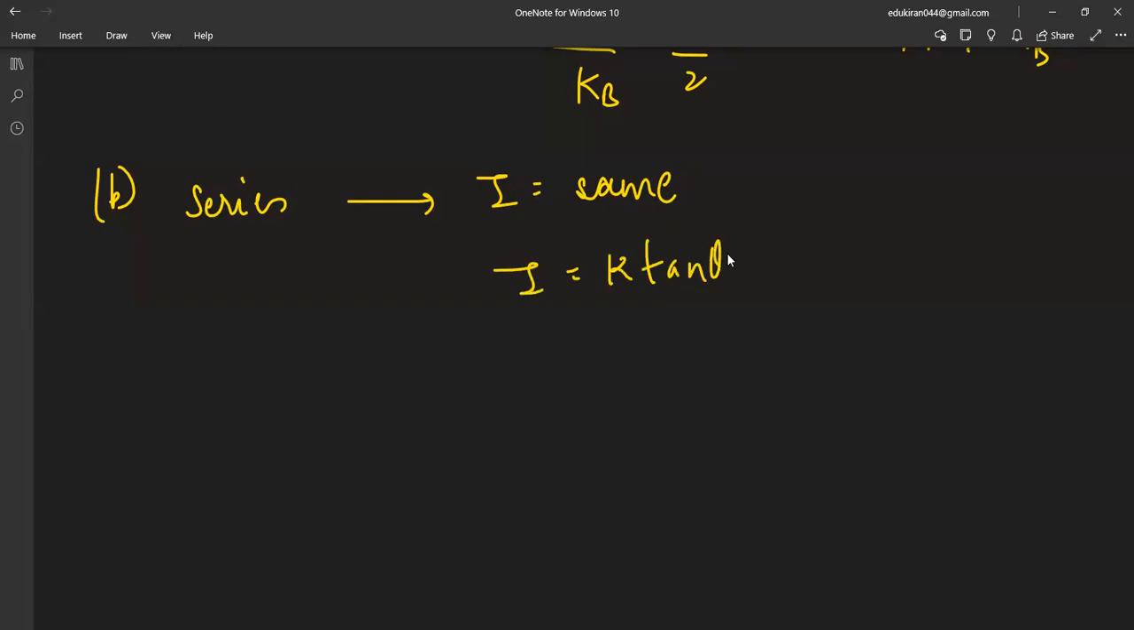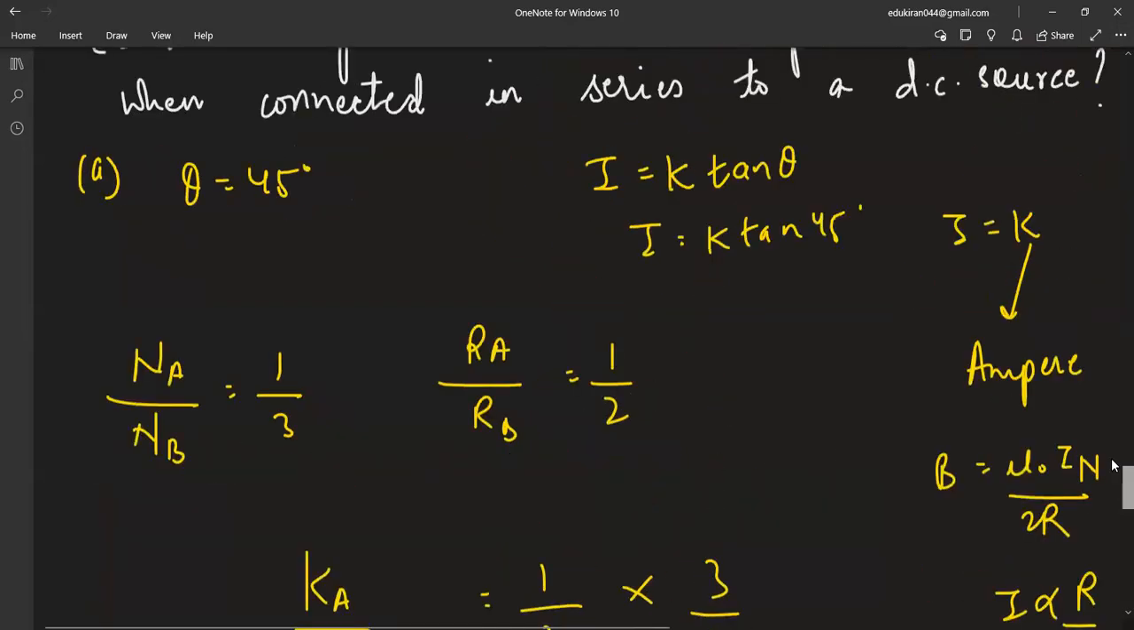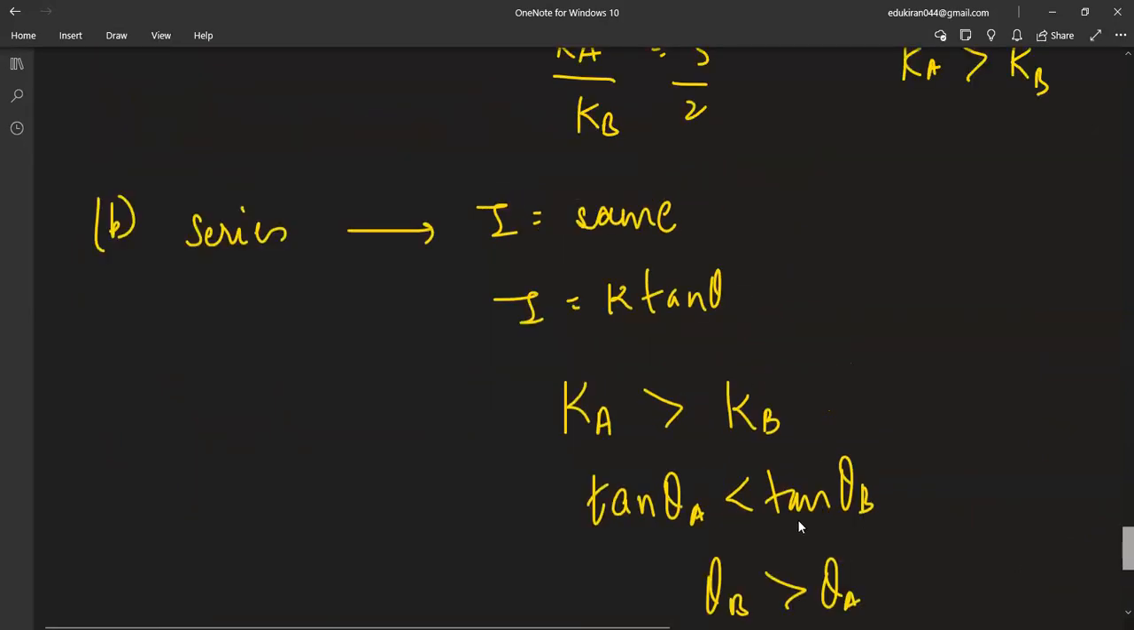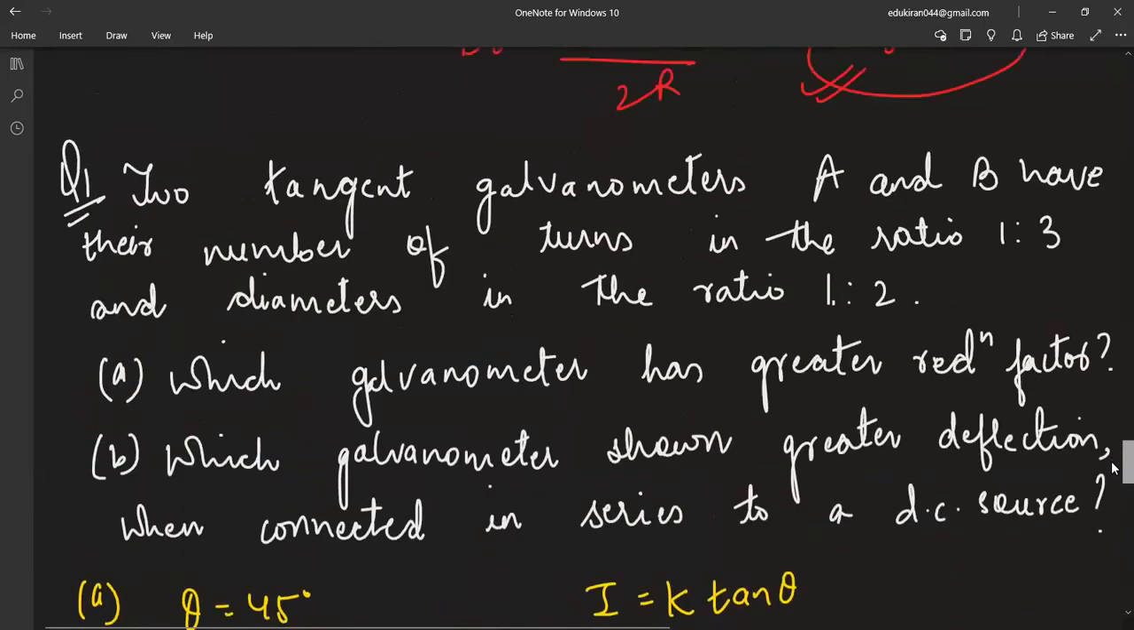And I is equal to K tan theta. This I've also told you. So if Ka is greater than Kb, then what about tan theta? Tan theta A will be less than tan theta B. So theta B will be greater than theta A. Deflection is theta. So in your exam, you will have 4 options like this: theta B greater than theta A, theta A greater than theta B, theta A and theta B equal, or 2 times greater. Note it down.